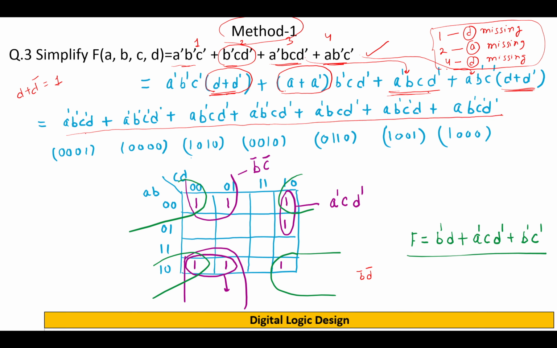So this A bar, B bar, C bar, D represents 0001, and this is 0000, and this is 1010, and this is 0010, and this is 0110, and this is 1001, and the last expression is 1000. So all these min terms are to be included in the K map.